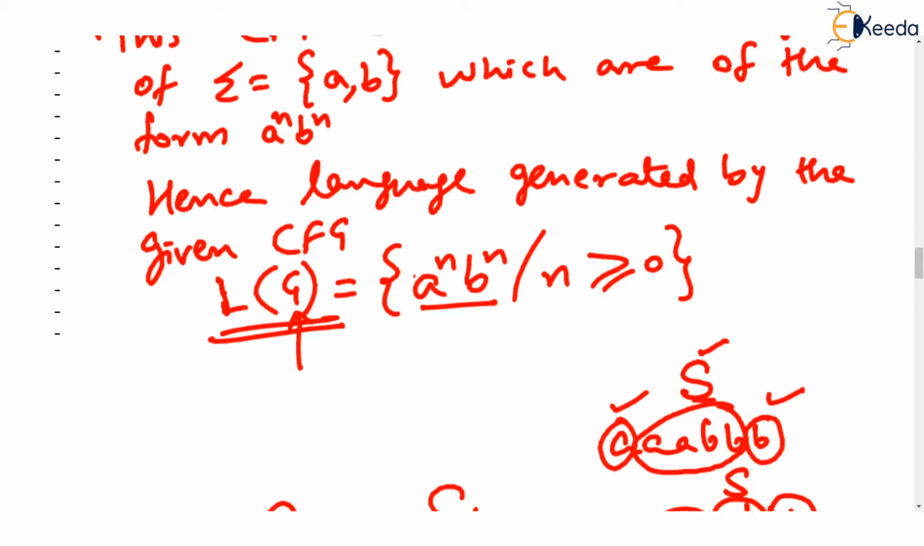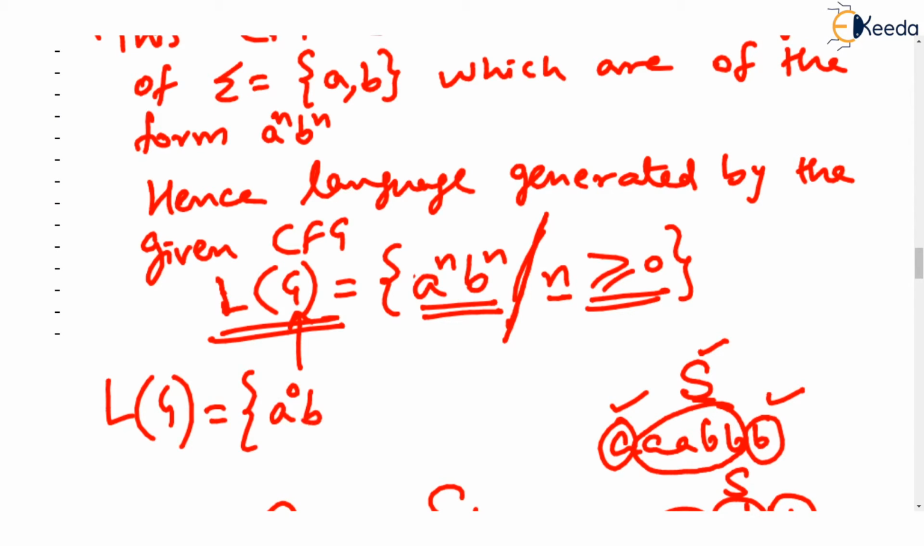Most importantly, this such-that notation is written in our set. So all the words are of the form A raised to n, B raised to n, such that n is greater than or equal to 0. Now, n equal to 0 should be taken very seriously. That means in our language, the smallest string is A raised to 0, B raised to 0. By A raised to 0, we mean that we are not taking A at all. By B raised to 0, we mean we are not taking B at all. That means this is epsilon.